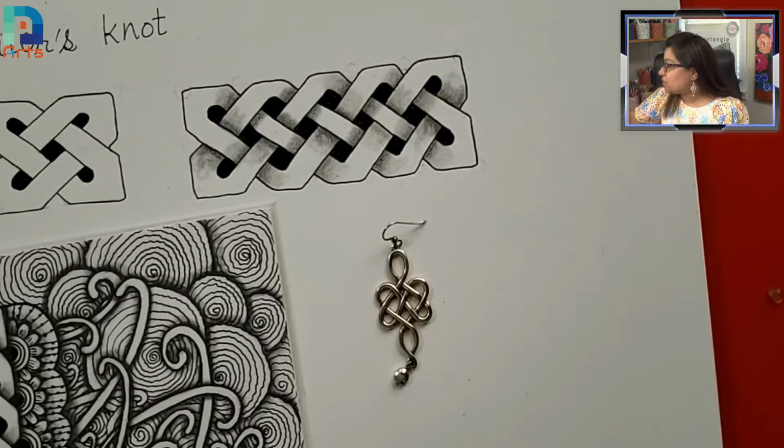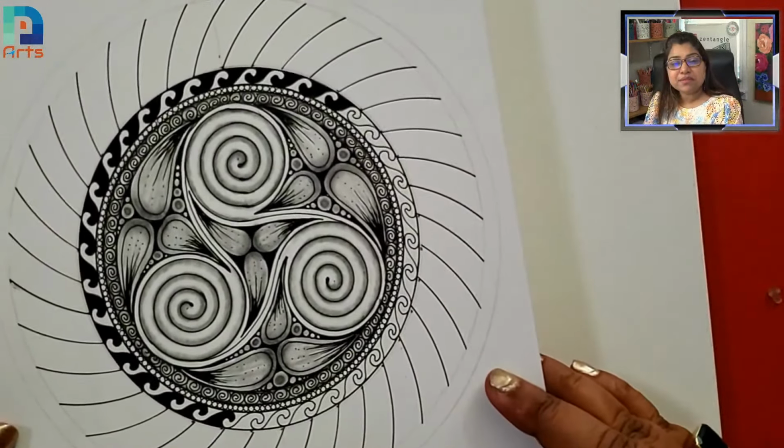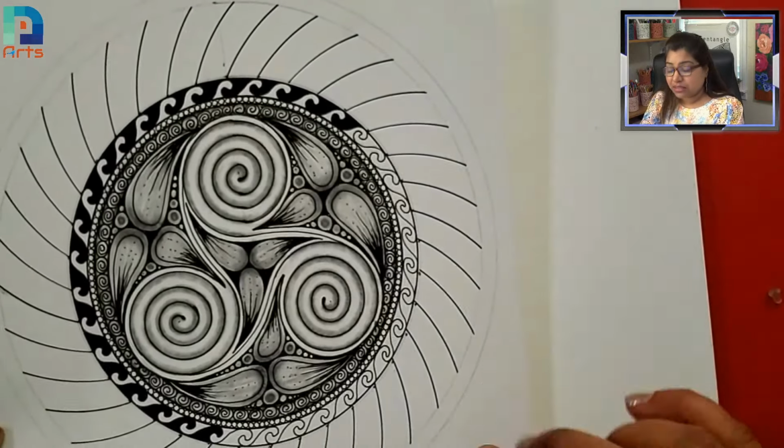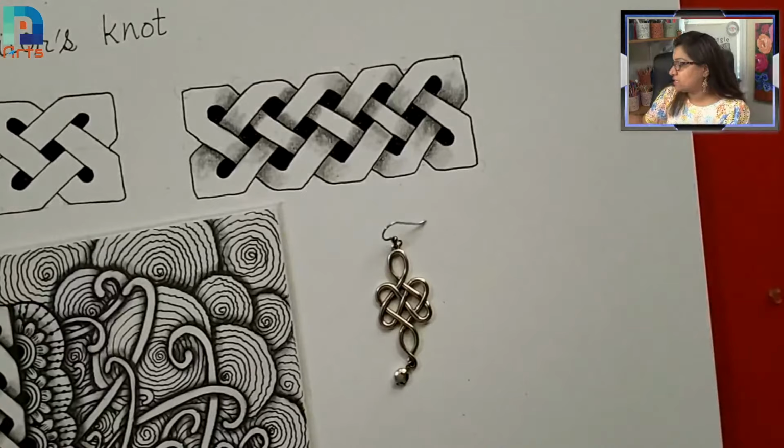Like the last session, we left this artwork. This is part one, the triple spiral. We are going to complete this in our next session.